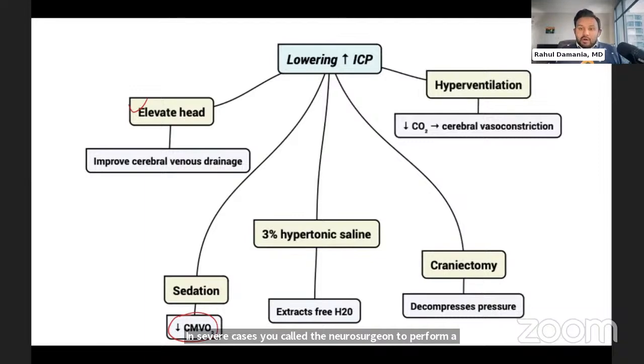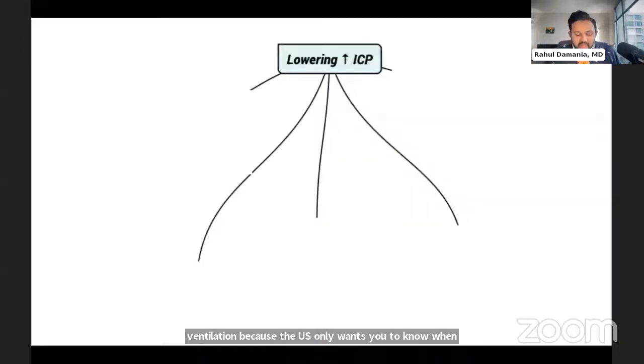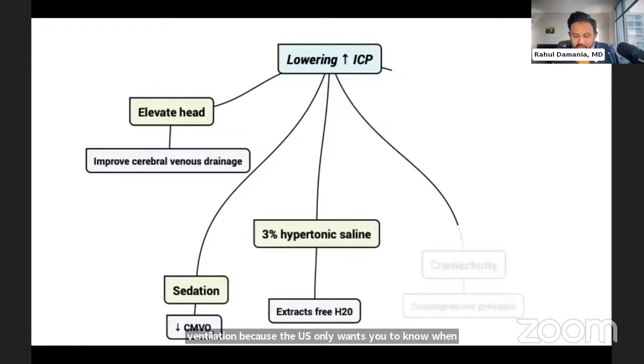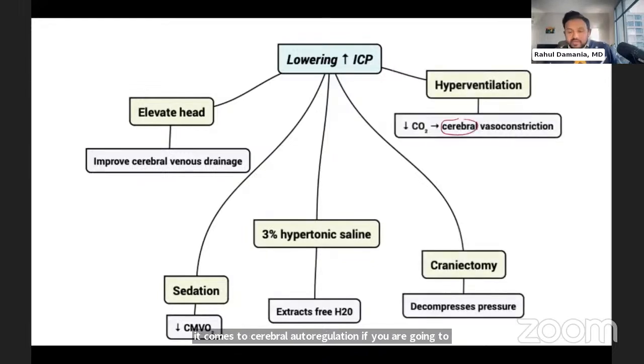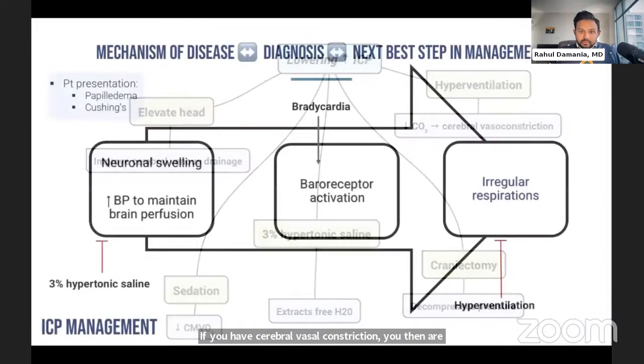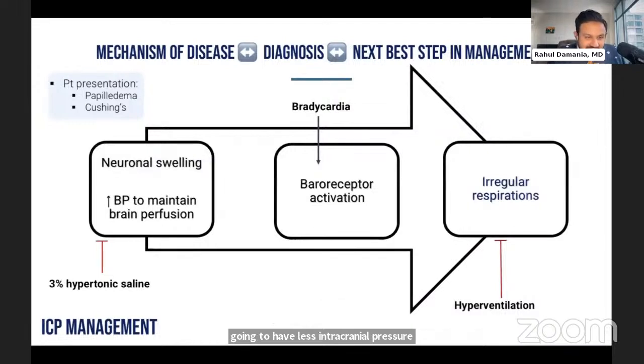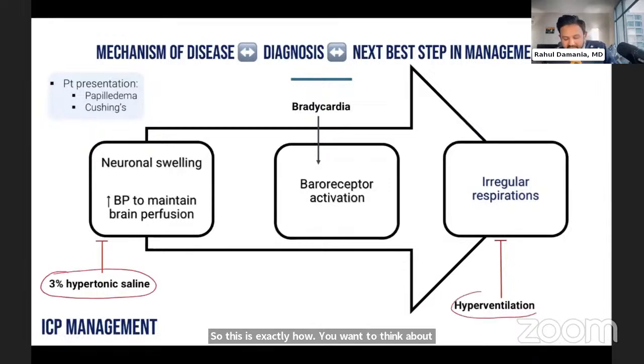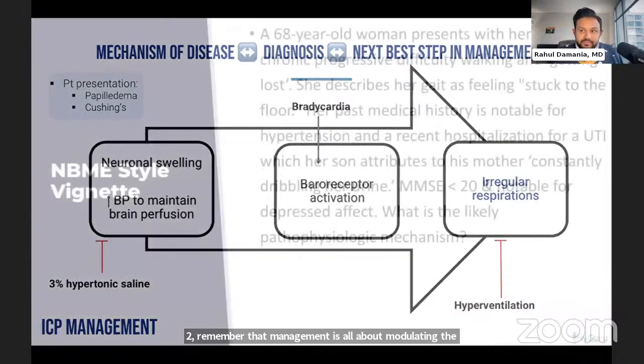And then finally, you can also consider hyperventilation because the USMLE wants you to know when it comes to cerebral autoregulation, if you are going to hyperventilate a patient, you are going to cause cerebral vasoconstriction. If you have cerebral vasoconstriction, you then are going to have less intracranial pressure. So this is exactly how you want to think about pathology, both for Step 1, but particularly for Step 2. Remember that management is all about modulating the underlying pathophysiology.